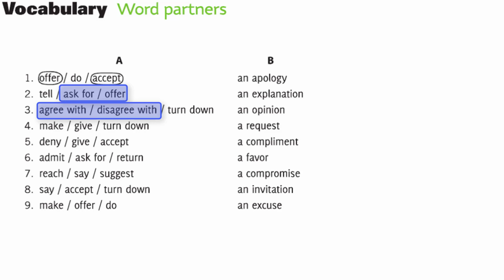Number 4, make a request, give a request, turn down a request. The correct ones are make a request and turn down a request. But you cannot give a request because the request already includes the action of giving. So you can't use both words together. That would be just extra information, too much. So it's make a request or turn down a request.